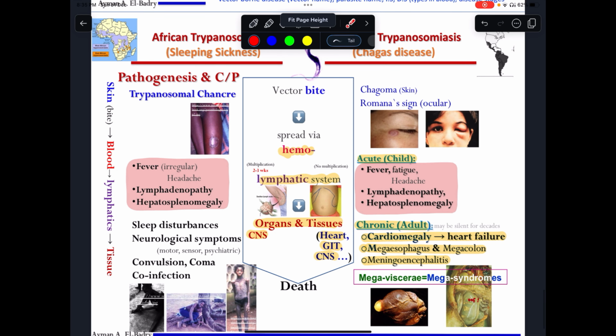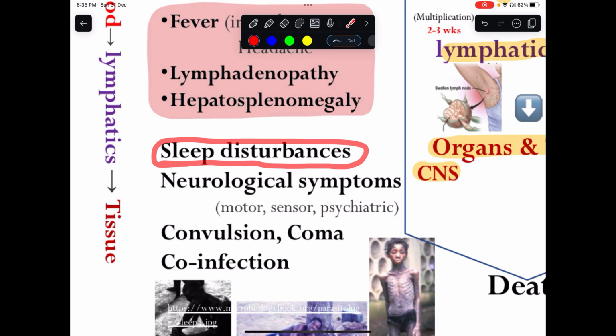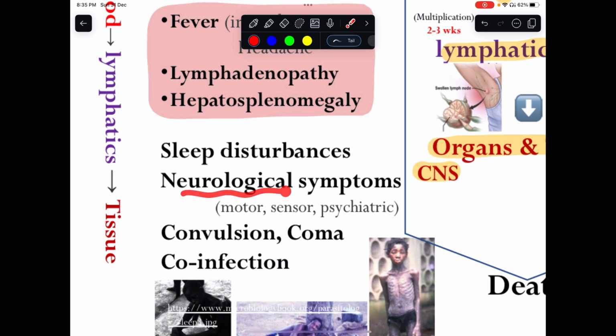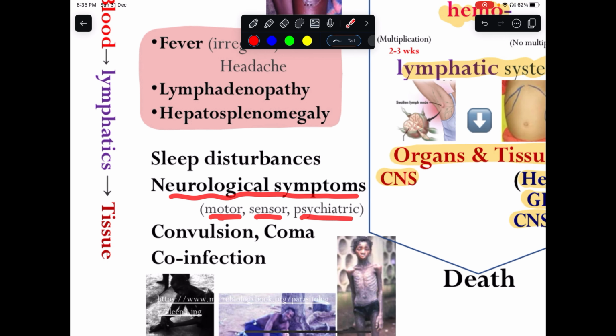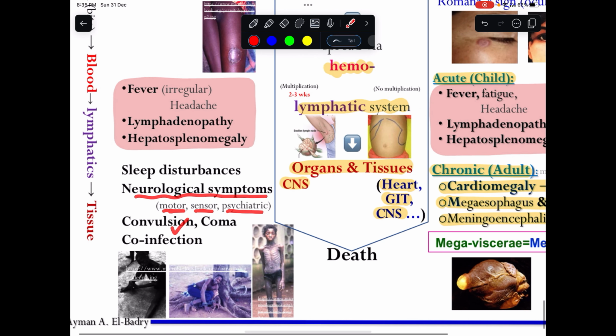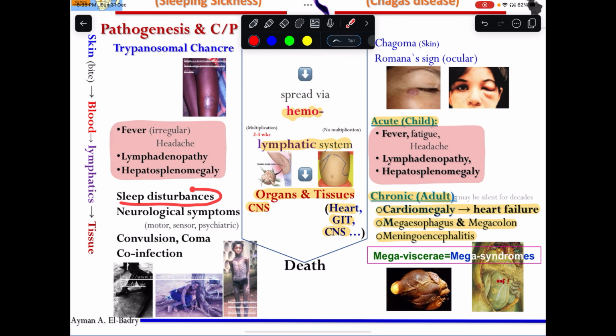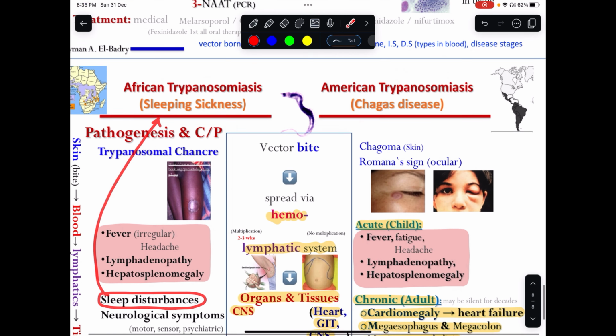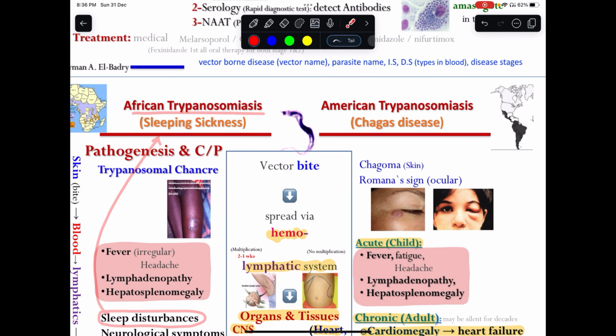Because it's sleeping sickness, you have sleeping disturbances. Well, if you have sleeping disturbances, it feels like you're going crazy. So you'll have neurological symptoms. It could be motor, sensory, psychiatric. This is going to be associated with convulsions, coma, and co-infection. So anything neural and related to sleep is related to sleeping sickness, to African trypanosomiasis.